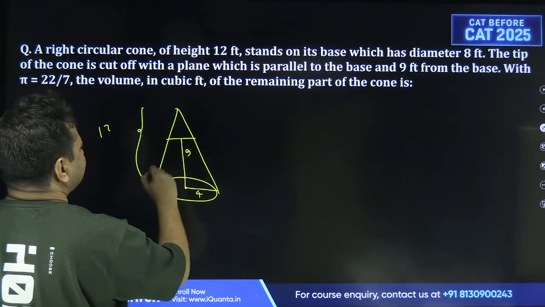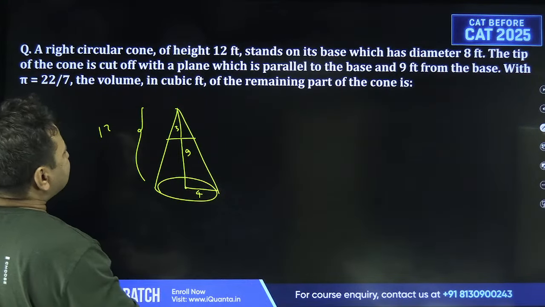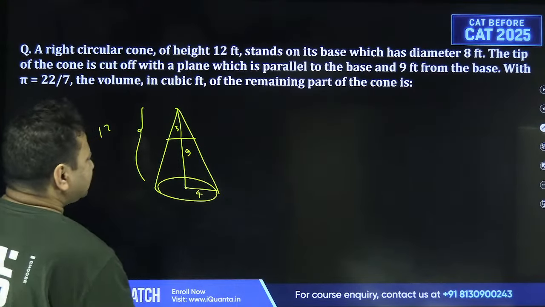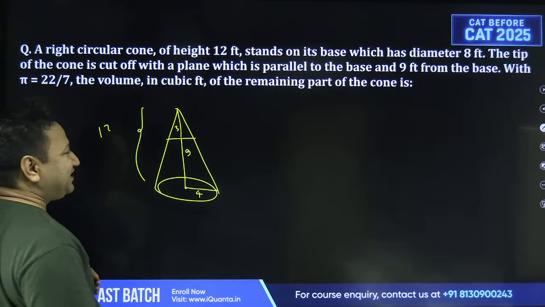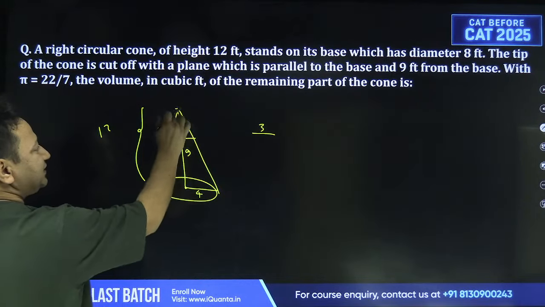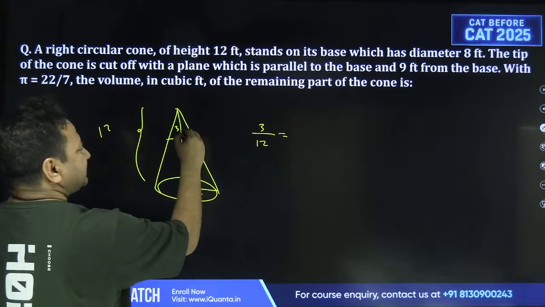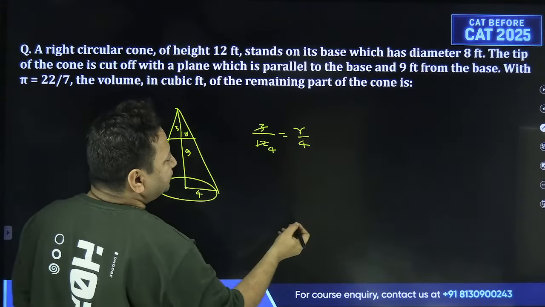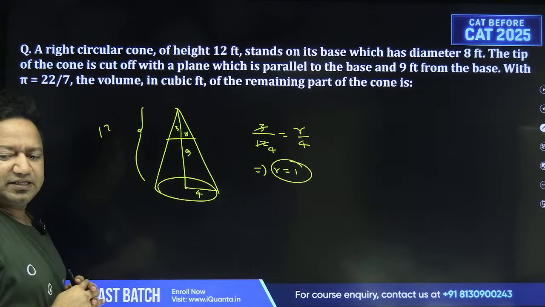This is 9. So this must be 3. Wow. In terms of pi, the volume in cubic feet of the remaining part. Seriously? Why are they even asking that question? Well, by similarity, in these two triangles, this triangle is smaller than the larger one. 3 upon 12 must be equal to, if this is radius r, r upon 4. So this becomes 4. So the work is done. So r is equal to 1. Is that right? R is equal to 1.